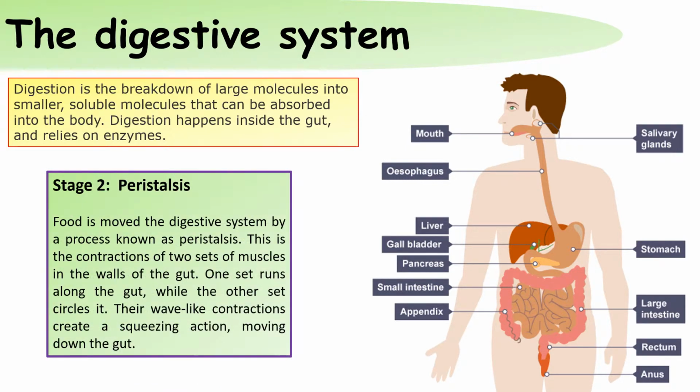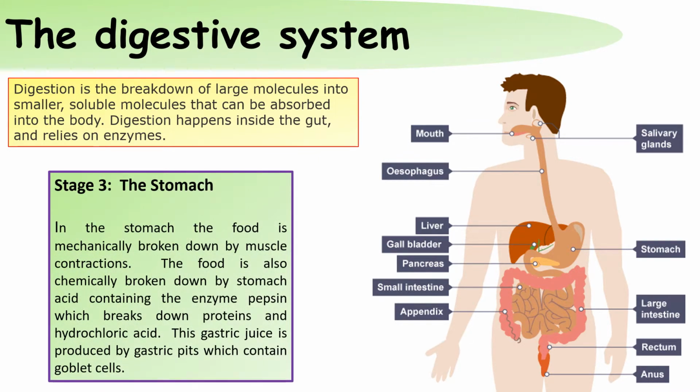The food then moves down the esophagus by the process of peristalsis. Peristalsis involves the contraction of rings of muscles, so forces the food down towards the stomach.